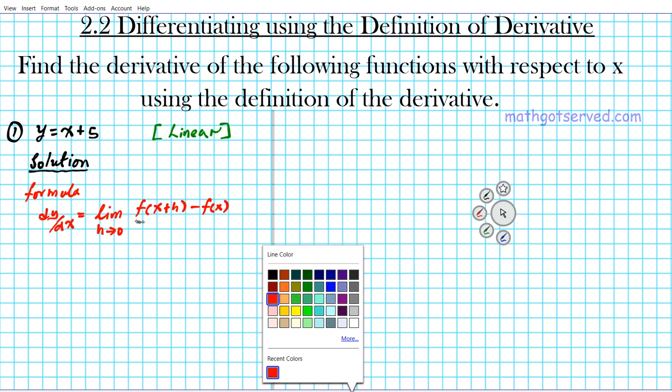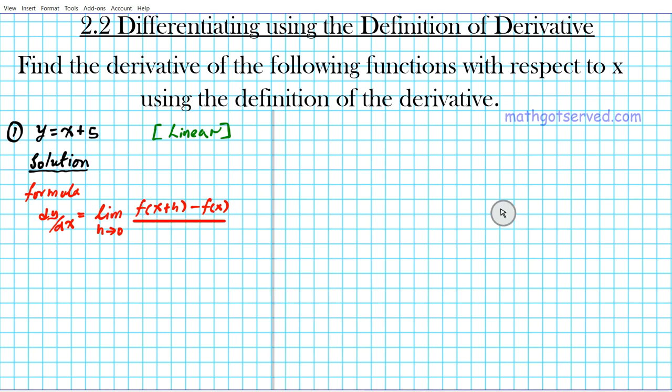Okay, there's another limit definition, but we're not going to use that in this presentation. We're just going to stick with this one for this example. Okay, so what we have to do in this particular problem is we need to find two ingredients. We need to identify f of x and f of x plus h, plug it into this formula, simplify, evaluate the limit, and we should be done.